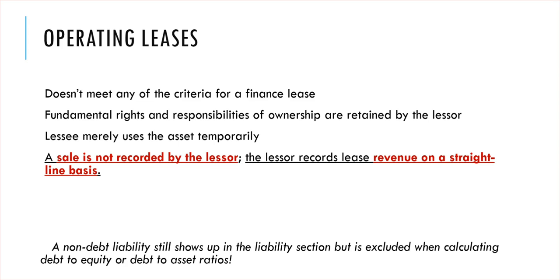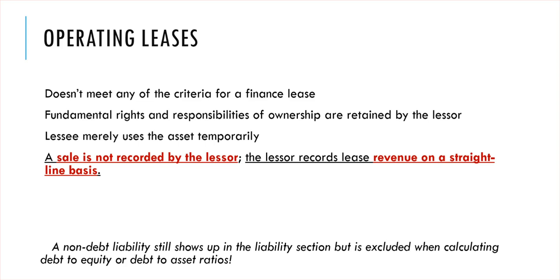Now, does the owner of the property, the one that's leasing it out, get to record a lease receivable? And the answer to that is no. So you have one party, the one who is agreeing to make payments in the future, that party has to record the liability as a lease payable, but the one who is renting it out does not get to record a lease receivable.